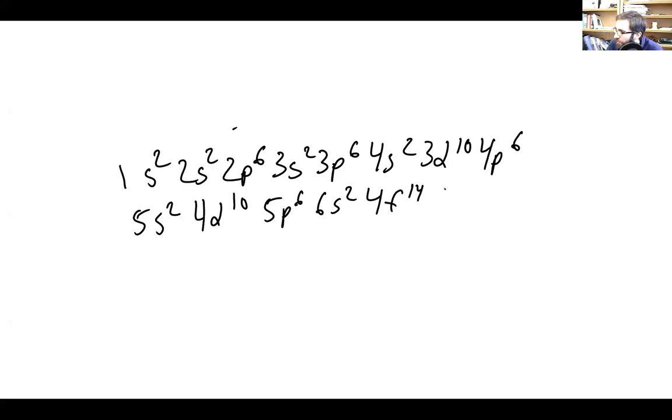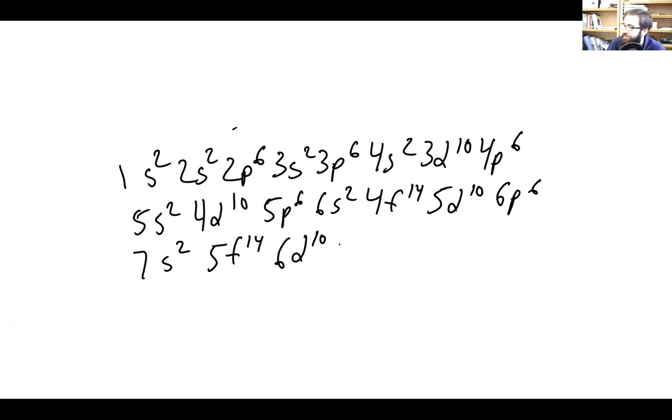4f15, 5d10, 6p6. Now we're at 7s2. And then we're at the F block. I'm using the shape of the periodic table to help me. 5f14, 6d10, 7p6, and that's it. As of now, there's no known element 119. So that one I can just erase. But anyway, that's basically it. All right, so let's stop this video there.